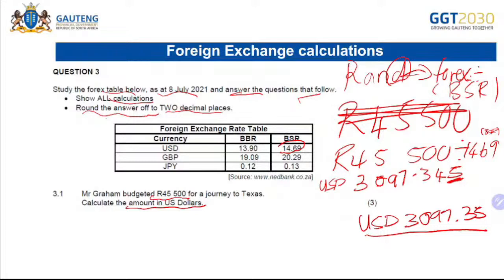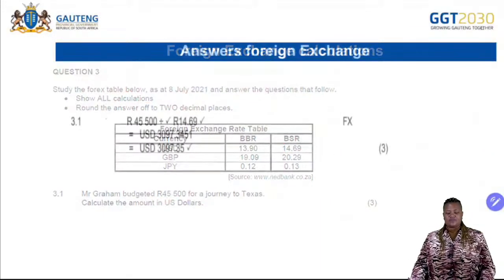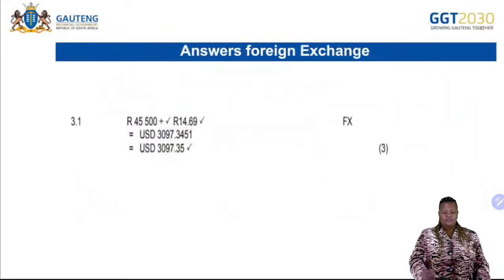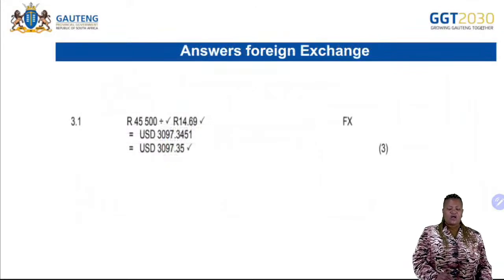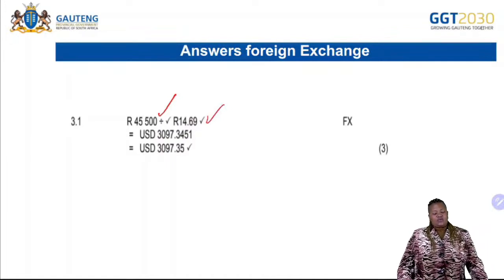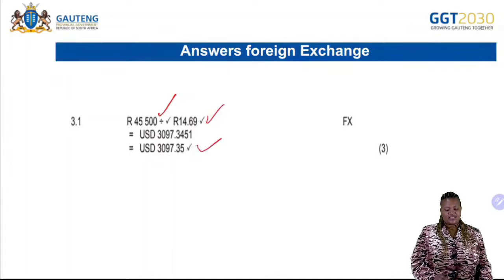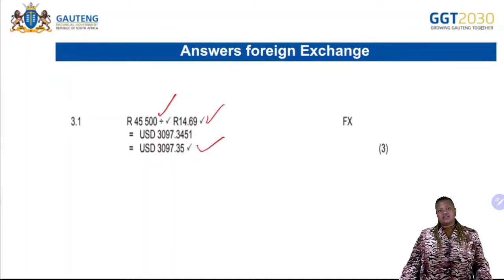45,500 rand divided by 14,69 gives us 3,097.35 US dollars. It's very important to always include the symbol. So if you look here, this is how we'd award marks. We award marks for dividing, knowing that you need to divide, and also using the correct rate, and also giving us the rounded off answer, the answer that is rounded off to two decimal places.